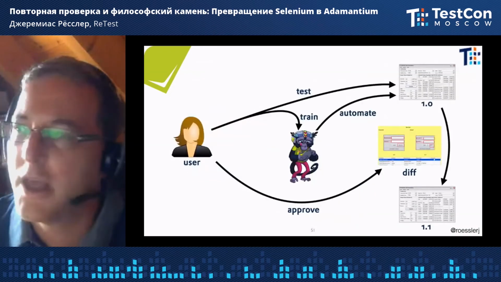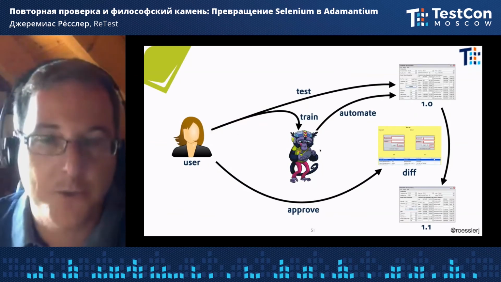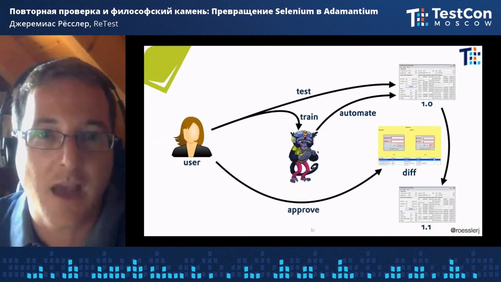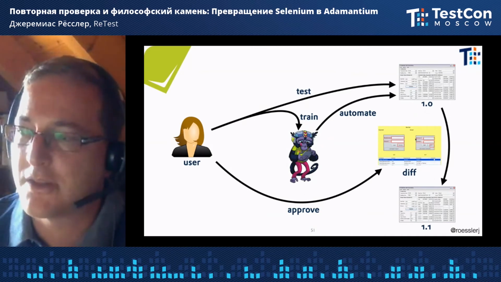So overall, it looks like that. You test manually to find whether everything is correct. By doing so you can already train the AI, and then the AI will automate for you, and you will only have to look at the differences from one version to another.